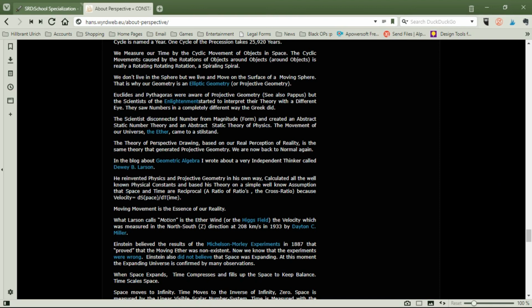All right, in the blog about geometric algebra, I wrote about a very independent thinker called Dewey B. Larson. He reinvented physics and projective geometry in his own way, calculated all the well-known physical constraints, and based his theory on a simple, well-known assumption that space and time are reciprocal, a ratio of ratios, the cross ratio, because velocity equals ds divided by dt, space divided by time.